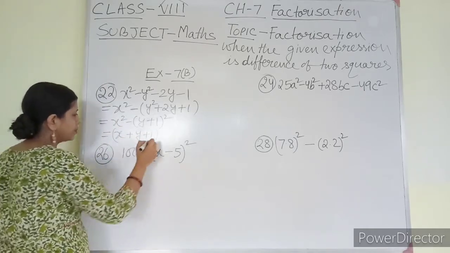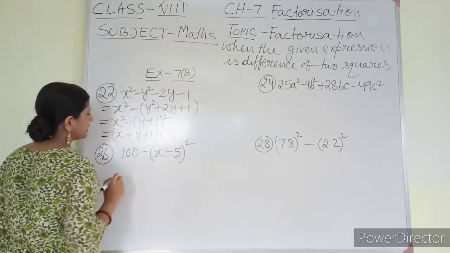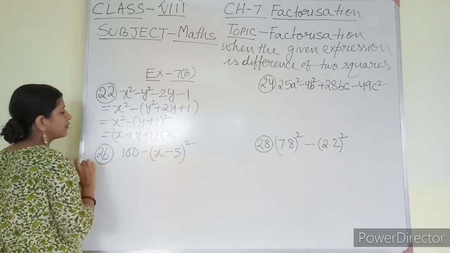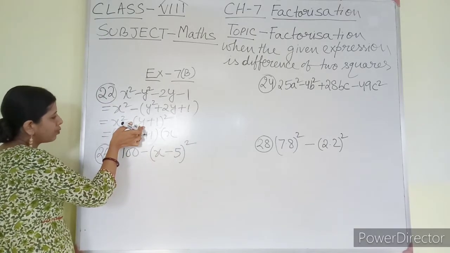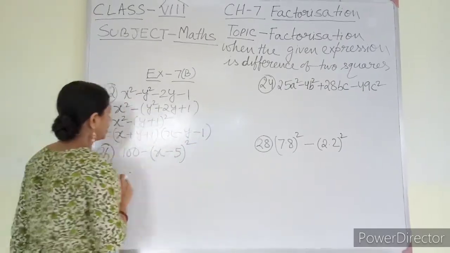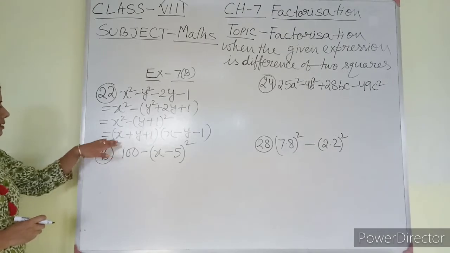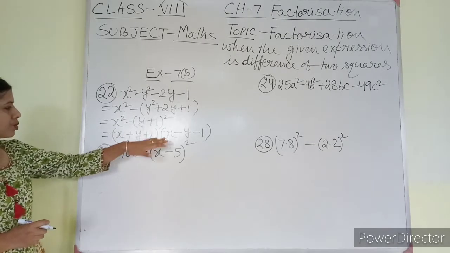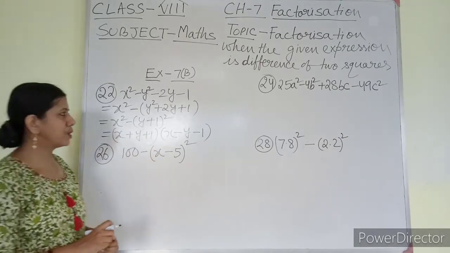This is a plus b. A minus b means x, minus sign is before this, that means minus y and minus 1. So x minus y minus 1. This is the answer. The factors are x plus y plus 1 and x minus y minus 1.